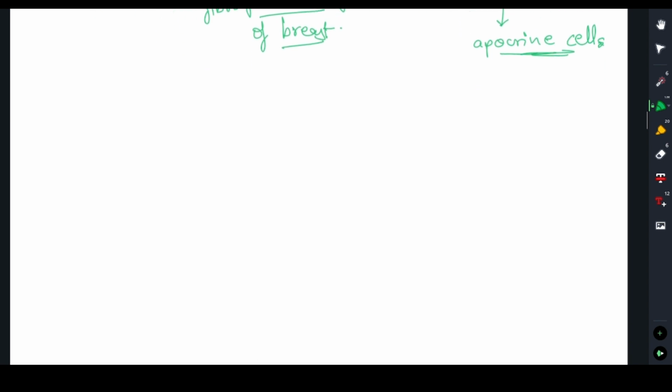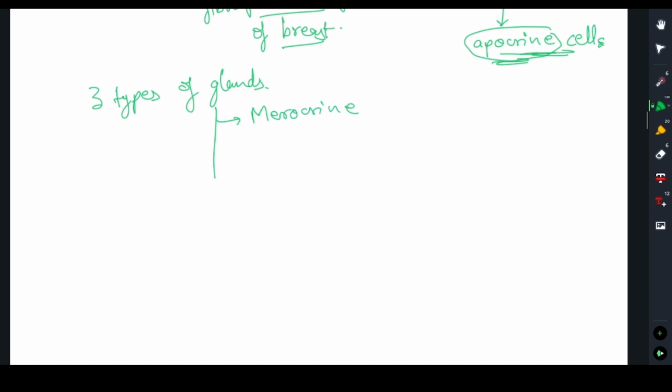Now, to understand what exactly we mean by apocrine cells, if you remember, we had three types of glands. They were merocrine, where the secretory product was released by exocytosis of the secretory vesicle. The example for a merocrine gland was the salivary gland. Lovely. The next type is the apocrine gland.